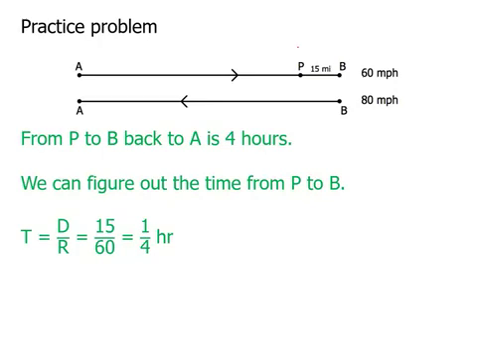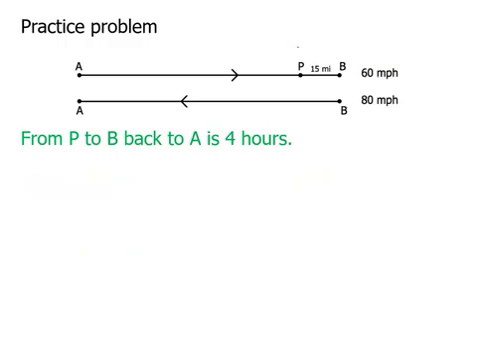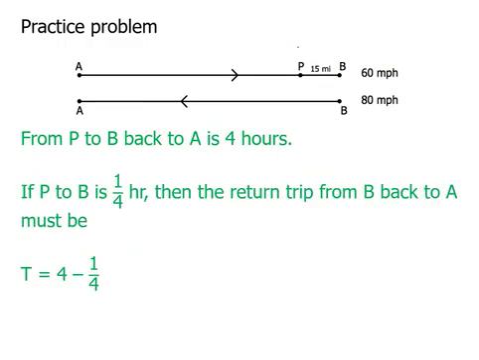Well, if P to B to A was 4 hours, and P to B is 1/4 of an hour, then the route from B back to A has to be, the time has to be the difference. So that is 4 minus 1/4. So I'm going to change 4 into an improper fraction. 16 over 4 minus 1/4 is 15 over 4. And I'm just going to leave that as an improper fraction right now. That is the time. 15 over 4 hours is the time of the trip from B back to A.